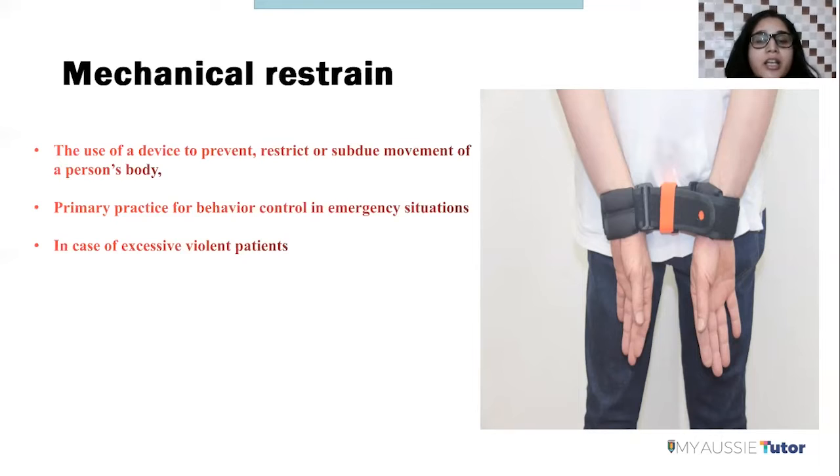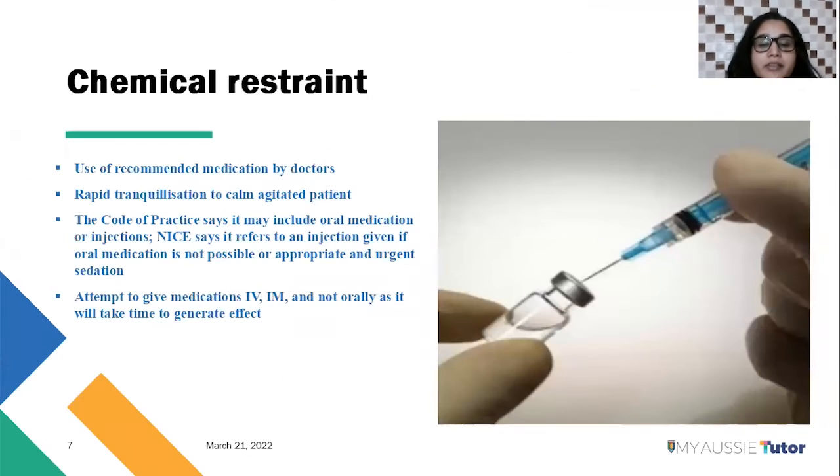Handcuffs are usually the sources of mechanical restraint in most healthcare settings. Further, we'll try to understand chemical restraint. It is usually an injection or any oral medication that has been recommended by the doctor, which will be provided to the patient in order to manage or calm down the patient at that point of time.